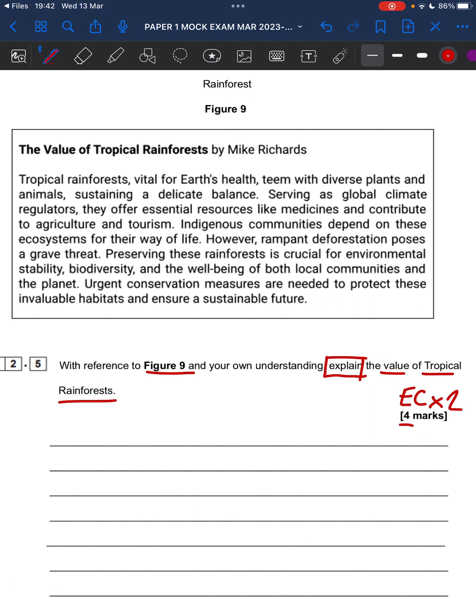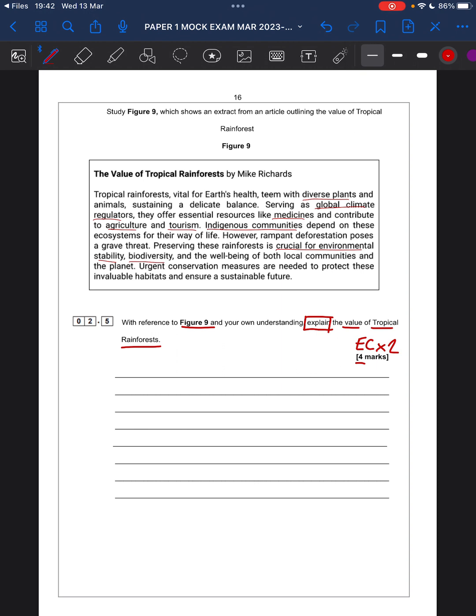So if I have a little look. Teeming with diverse plants. It's a global climate regulator. Medicines, agriculture, tourism, indigenous communities. So you can see here how important it is. It's crucial for environmental stability, biodiversity. There's so much you can include there. So what you do is you pick out a couple of things and then you just explain them. So you say potentially one way that the rainforest is really valuable is that we get a lot of our medicines from here. This means that we can continue to find cures for new and current illnesses. So you're just trying to show that you understand that the rainforest is valuable.